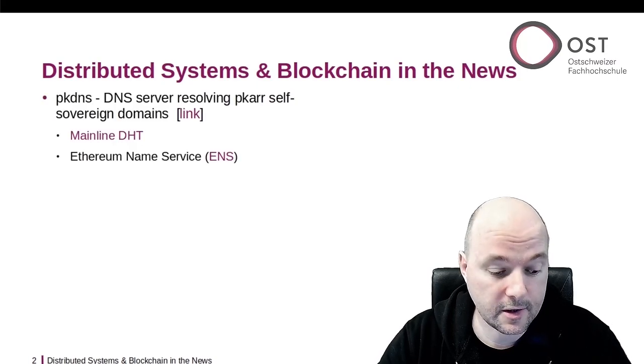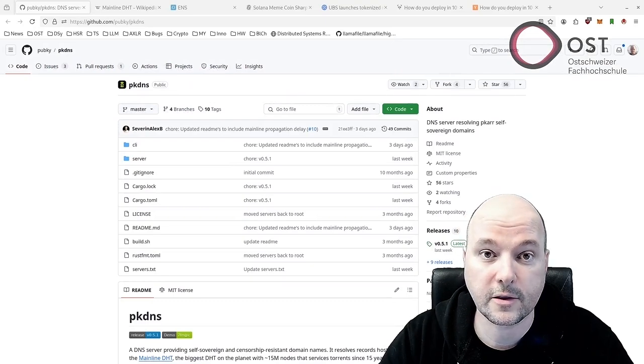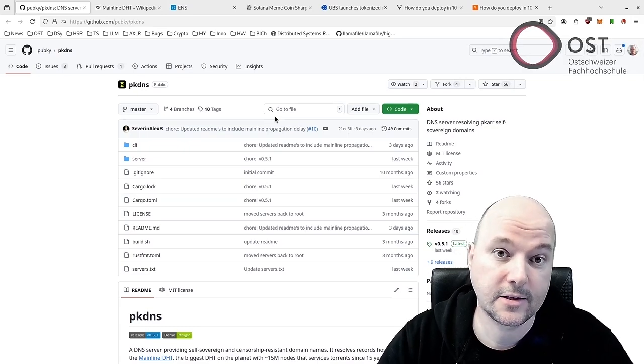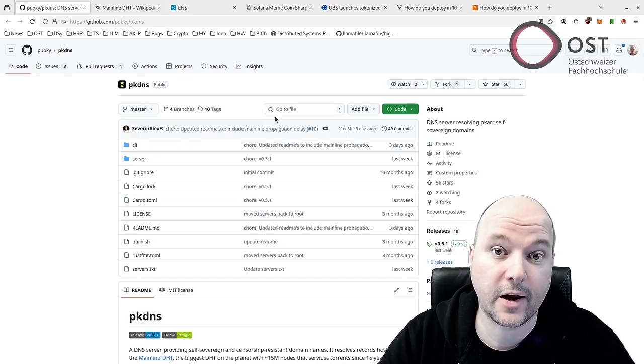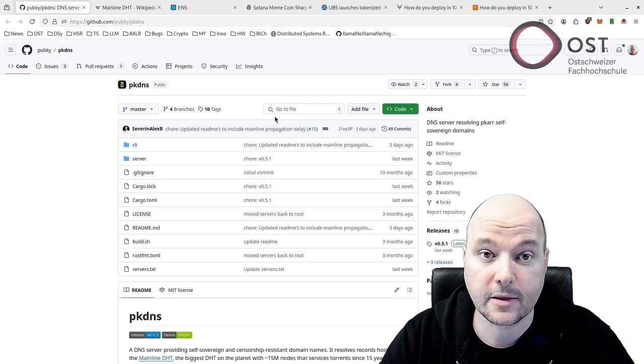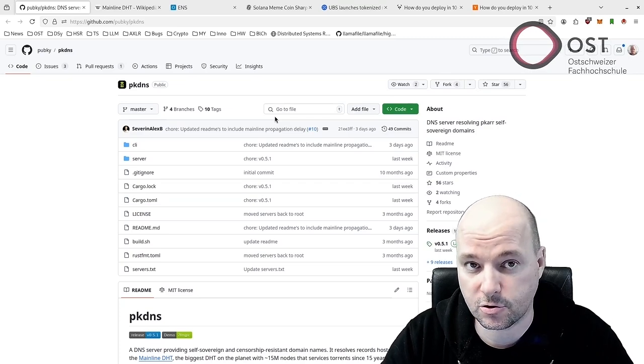So recently, I came across the following interesting project here. It's pkdns. And this is a decentralized DNS server that provides self-sovereign and censorship-resistant domain names. It represents an approach to domain name resolution that operates independently of traditional ICANN-controlled DNS infrastructure.